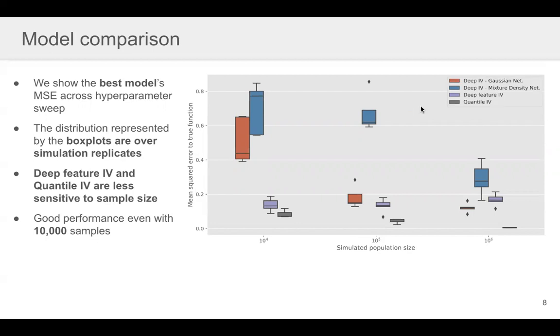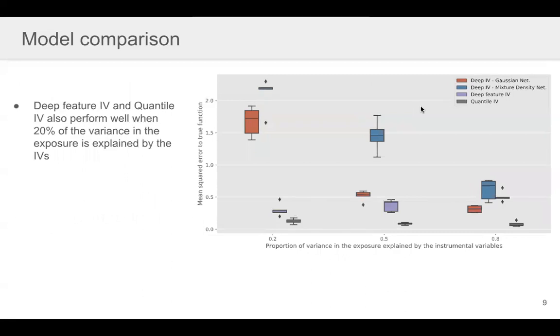Looking at the effect of varying the population size, we observed that DFIV and quantile IV are the best performing models across the board, as seen on this plot showing the MSE for the best model from a hyperparameter sweep. The box plots represent variation within simulation replicates. We also note that these models perform well even with a population size of 10,000 individuals. At large sample sizes, deep IV also performs well.